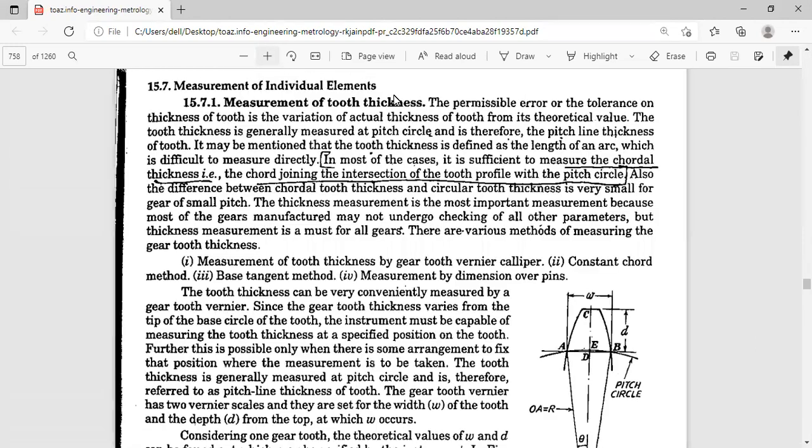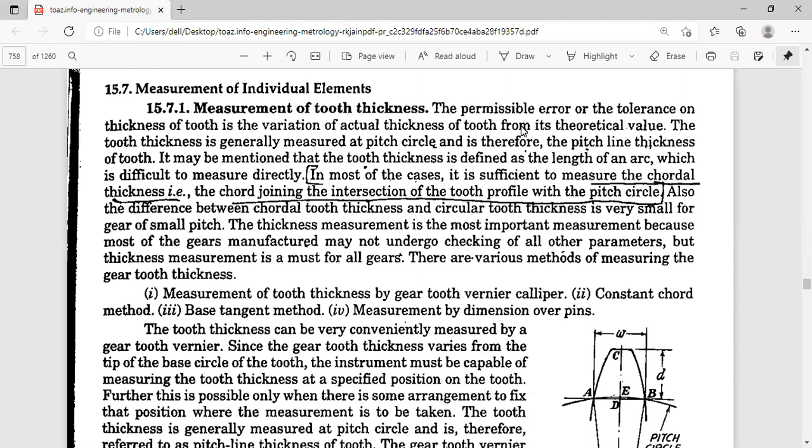So the tooth thickness is nothing but the length of an arc. It's not possible to measure it directly. It is generally measured at the pitch circle. As we have already said, whenever you want to measure the tooth thickness, it should be measured at the pitch circle, and it is therefore the pitch line thickness of the tooth.